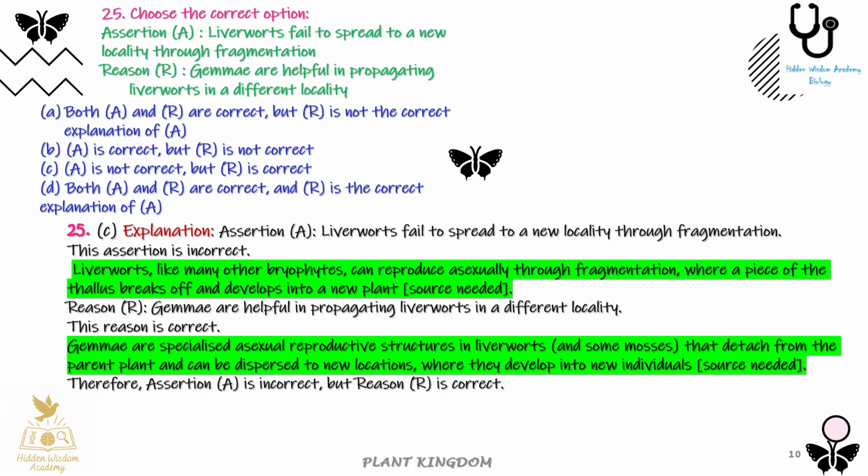Liverworts can indeed spread through fragmentation, where a piece of the thallus detaches and grows into a new plant. The reason, however, is correct. Gemmae are specialized asexual reproductive structures found in liverworts. These can be dispersed by water to new locations, where they grow into new individuals. So, option C is the correct answer.